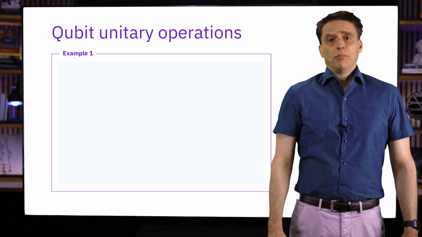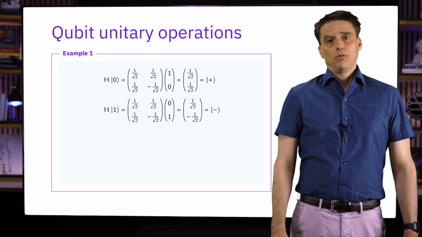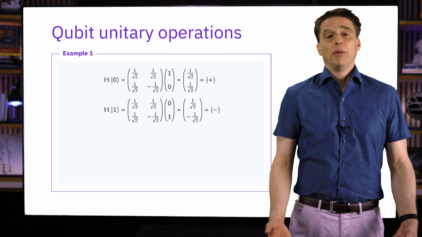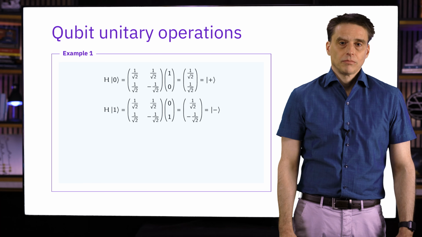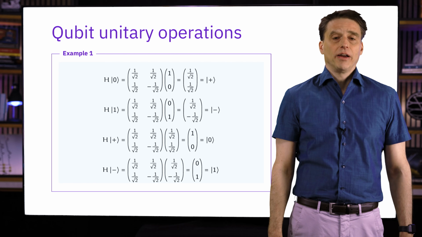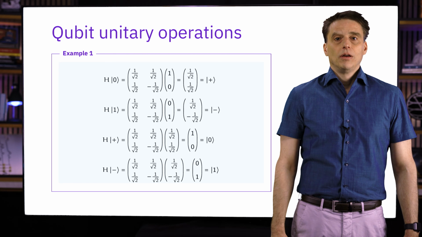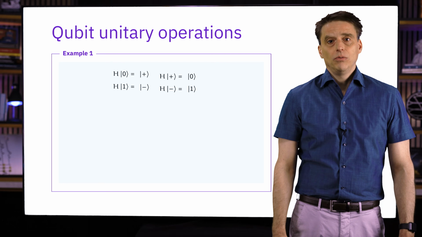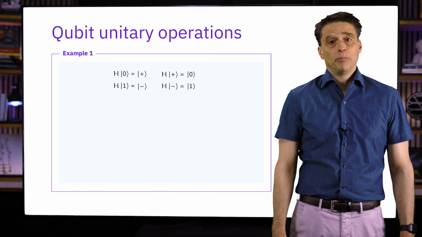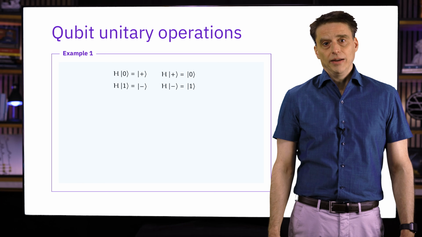Here's the action of the Hadamard operation on ket 0 and ket 1. If we go through the matrix vector multiplication, we see that what we obtain are the plus state and the minus state, respectively. If we perform the Hadamard operation on the plus state and the minus state, on the other hand, we get back to ket 0 and ket 1. So if we clean things up a little bit, we can see the action more clearly. The Hadamard operation transforms back and forth between the 0 state and the plus state, and between the 1 state and the minus state.